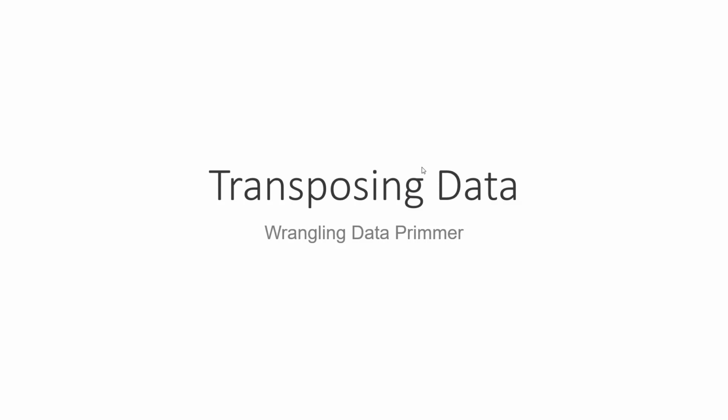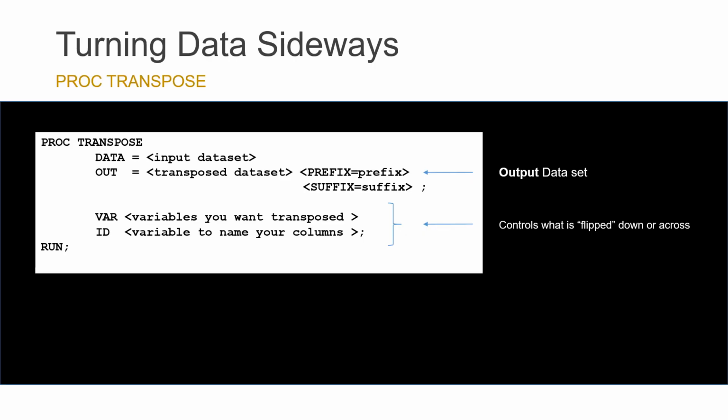All right, one of the most common things that you'll find yourself needing to do is taking data that runs in rows and turning it into columns, and taking columns and turning them into rows. And that's where Proc Transpose comes into play. Proc Transpose, I'll be honest with you, is a complicated procedure. Almost every time I use it, I have to go relook up the syntax. But here it is in a nutshell.